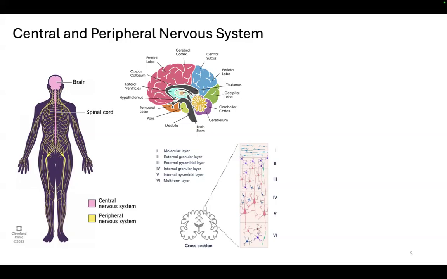Basically the nervous system, which is neurons and all of those things, we can divide into two parts, the central nervous system and the peripheral nervous system. As you can see in this diagram here, everything that's labeled in pink, which is primarily just the brain and the spinal cord, is the central nervous system or the CNS, and everything else, all other neurons.